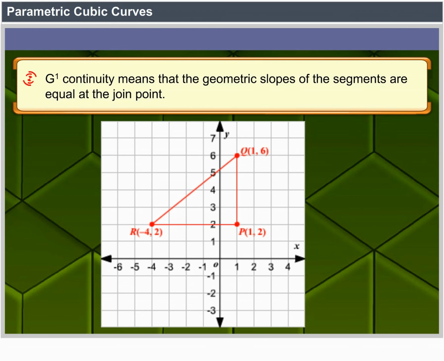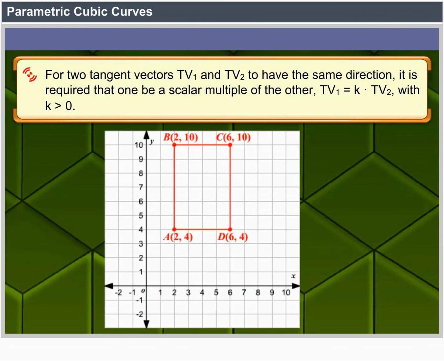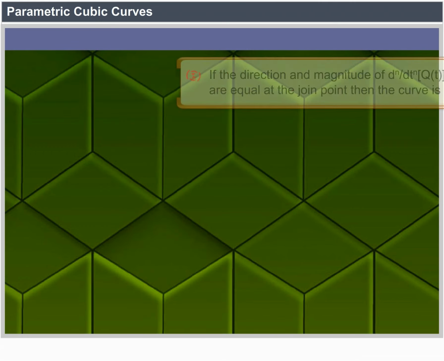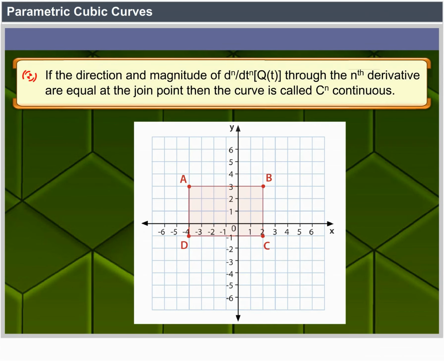For two tangent vectors TV1 and TV2 to have the same direction, it is necessary that one be a scalar multiple of the other: TV1 equals k times TV2, with k being greater than 0. If the tangent vectors of the two cubic curve segments are equal, that is, their directions and magnitudes are equal at the segment's join point, the curve has first-degree continuity in the parameter t, or parametric continuity, and is said to be C1 continuous. If the direction and magnitude of d^n/dt^n of q(t), the nth derivative, are equal at the join point, the curve is called Cn continuous.